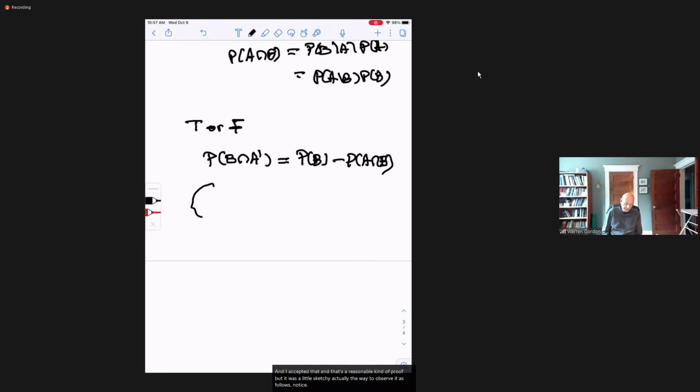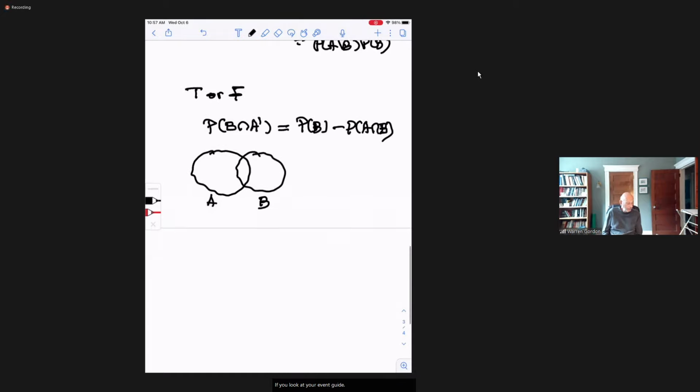Notice, if this is A and this is B, if you look at your Venn diagram, notice that A intersection B union with A complement intersection B is equal to B, right? This piece right here is A intersection B plus this piece in red together give me B. Now notice these two events are disjoint. How do I know this? They're disjoint.